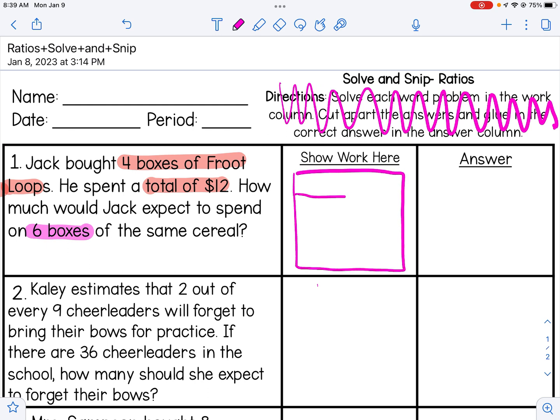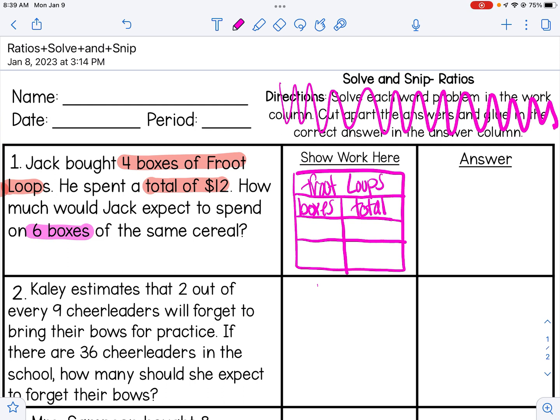So let's see here. And it's okay to add different rows or columns as you go. This is just what I'm assuming I might need. I might have to add more on later. Okay, so this problem is about Fruit Loops, and I have boxes of Fruit Loops and then a total that they spent on them.